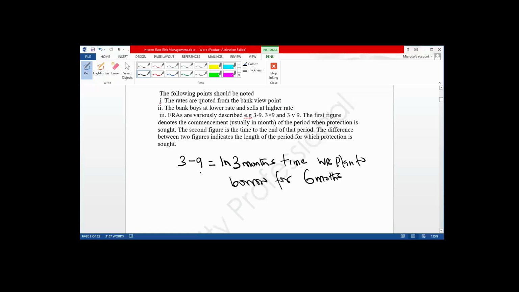Look at the 6. 9 minus 3 will give you 6. So the figure is saying that in 3 months' time, my company will borrow money for a 6 month period.